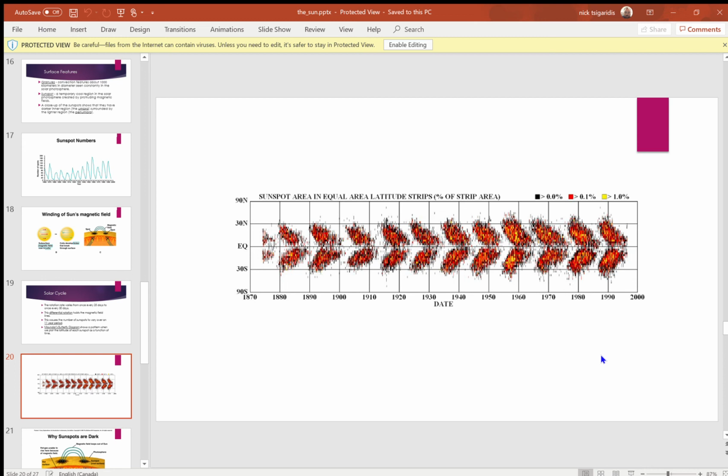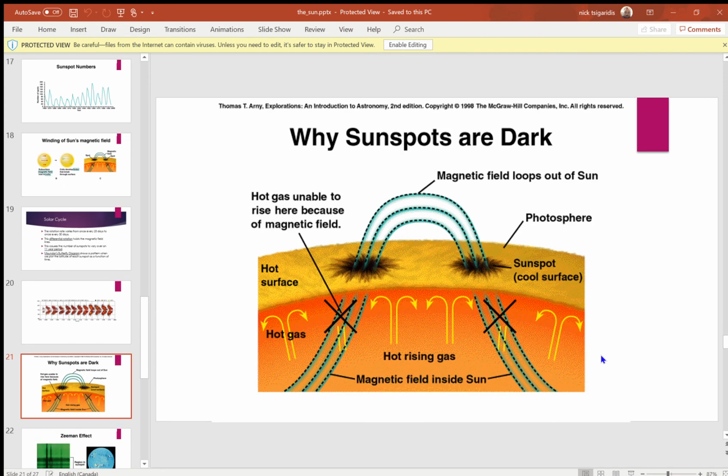And so you get these kinks in the magnetic field, and then ultimately what you produce is this diagram here, this graph. It's called Maunder's butterfly diagram. So why are sunspots so dark?